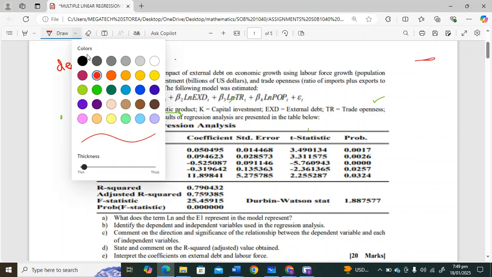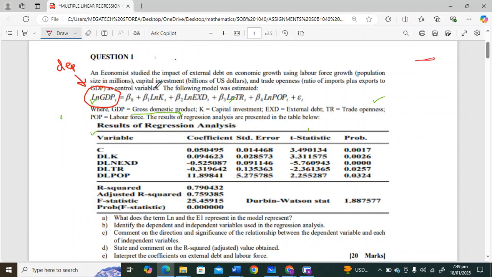And then the independent variables: capital investment, external debt, trade openness, and the labor force. These are the independent variables. These are the variables that influence GDP or affect GDP. GDP is dependent on these variables there.